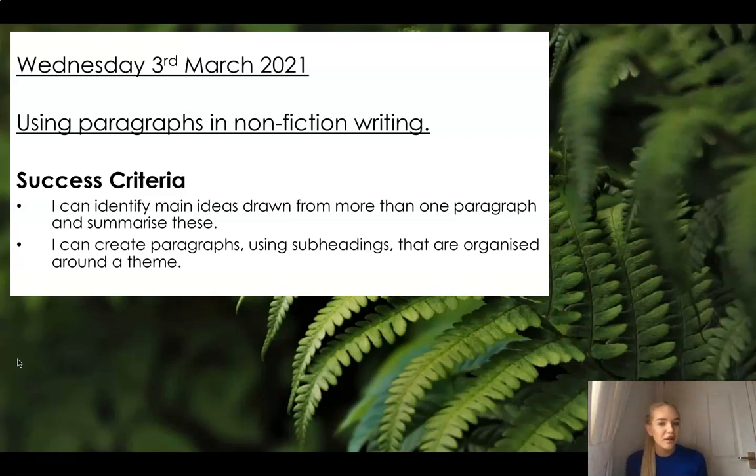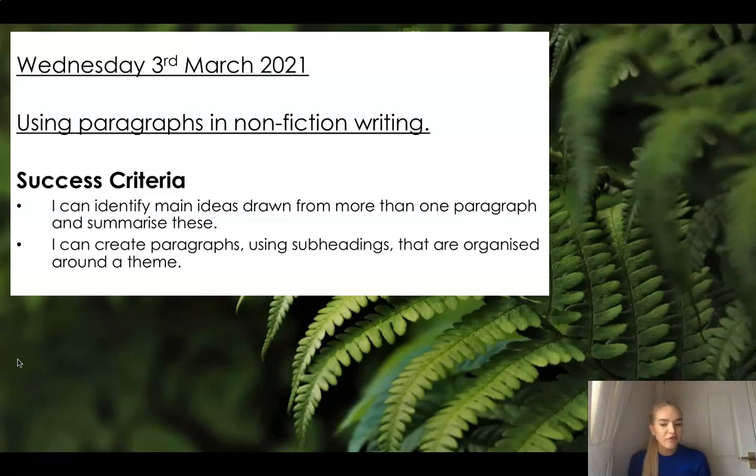So you did a bit of learning and work on this a couple of weeks ago when you were organising paragraphs around the theme of the frogs, weren't you? And you had to pick out where the change in the subject would be. Now, that's what we're going to be doing in Friday's lesson. And today we're going to specifically look at non-fiction writing and think about how we can use paragraphs in non-fiction writing.